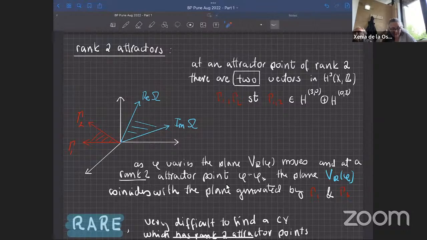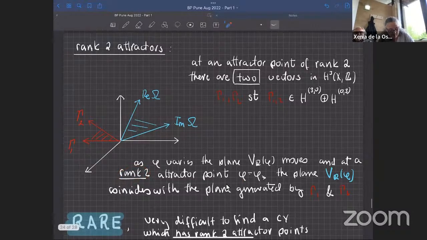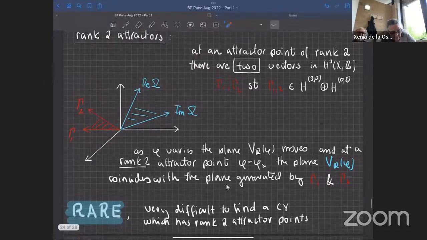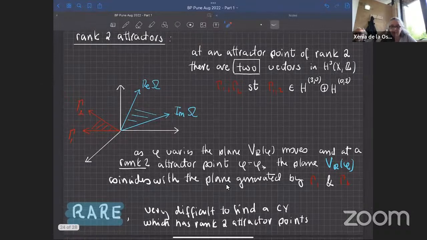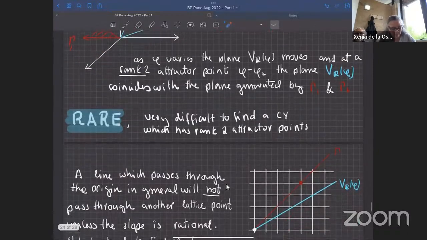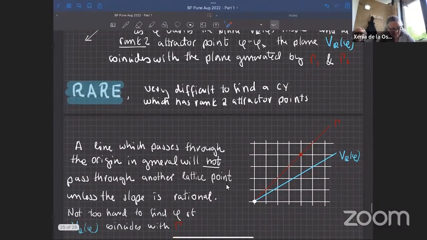Now again, as phi varies, this plane moves inside H^3. What happens at the rank two attractor point? When pi is pi star, if it exists, this plane coincides with the plane generated by the charge vectors gamma one and gamma two. And this is rare. It is very difficult to find a Calabi-Yau which has rank two attractor points, but we seem to be making some progress lately in understanding that.